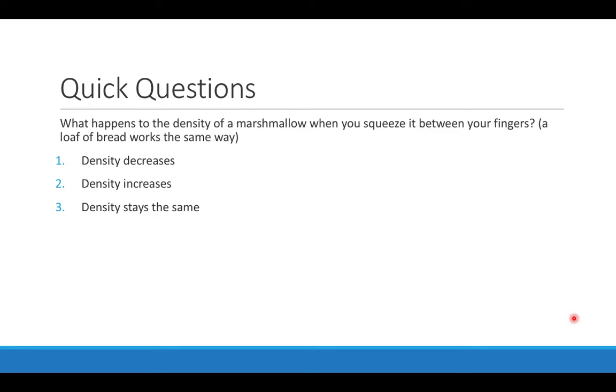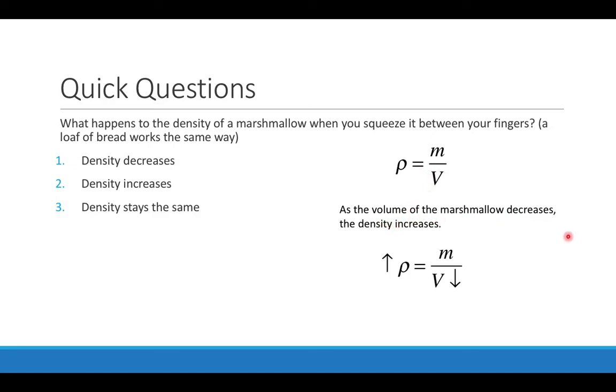If you squeeze a marshmallow or you squeeze a piece of bread, you're not changing the mass, right? So the mass is staying the same, but you are changing the volume because you're making that material more compact. So the mass is staying the same, but the volume is decreasing when you squeeze it. And so as the volume of the marshmallow decreases, the density increases. Volume is on the bottom, it's getting smaller, and as that gets smaller, the whole fraction gets bigger, so the density would actually increase as you squeeze it.